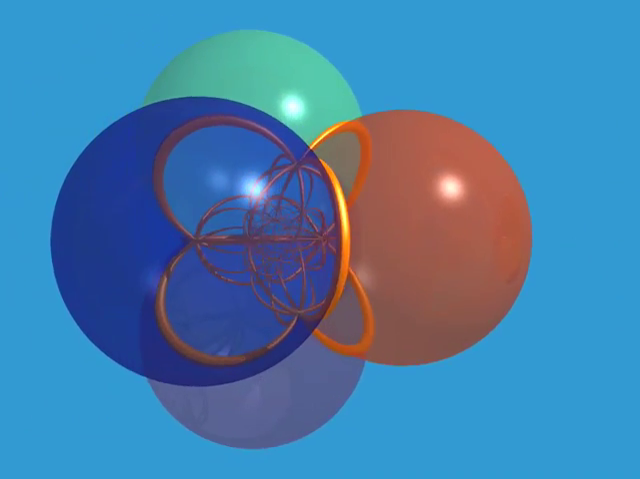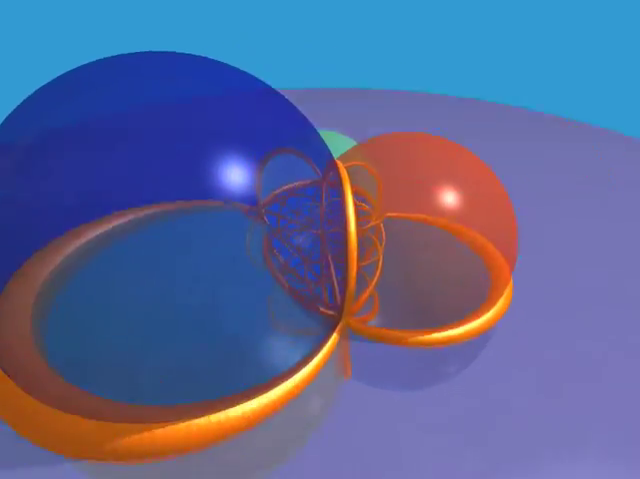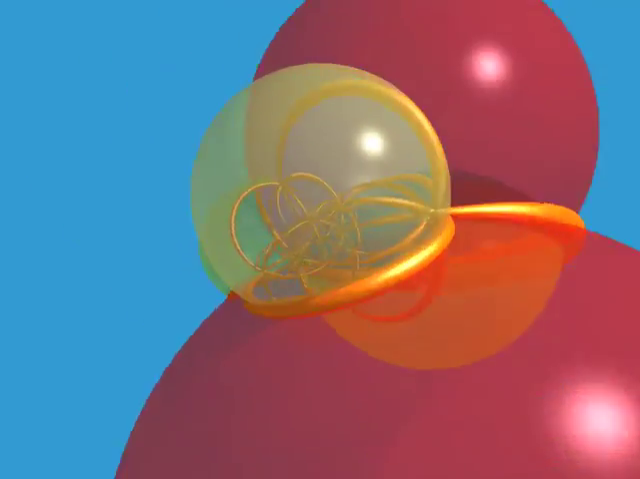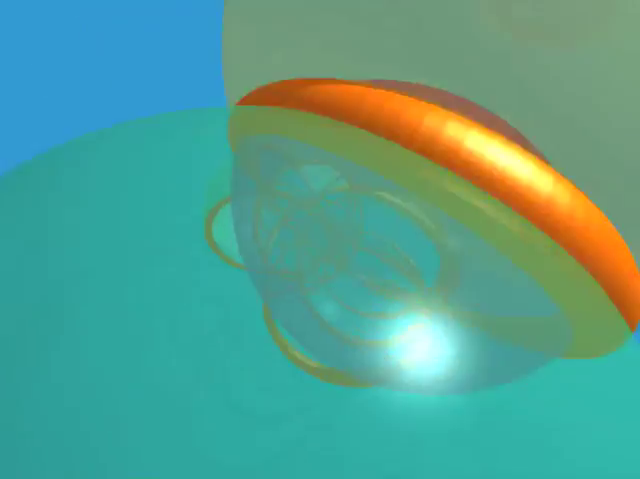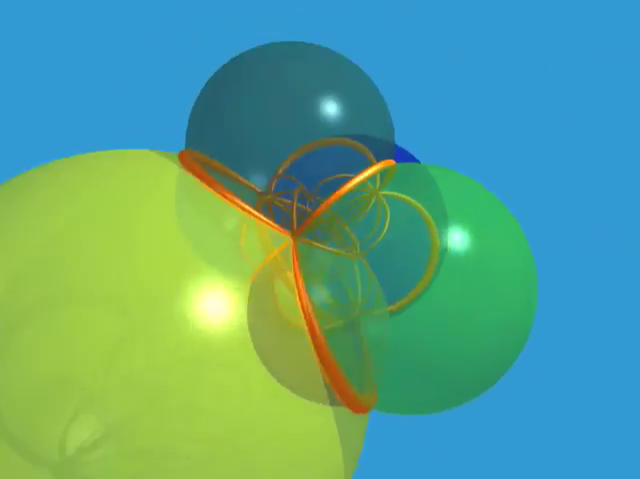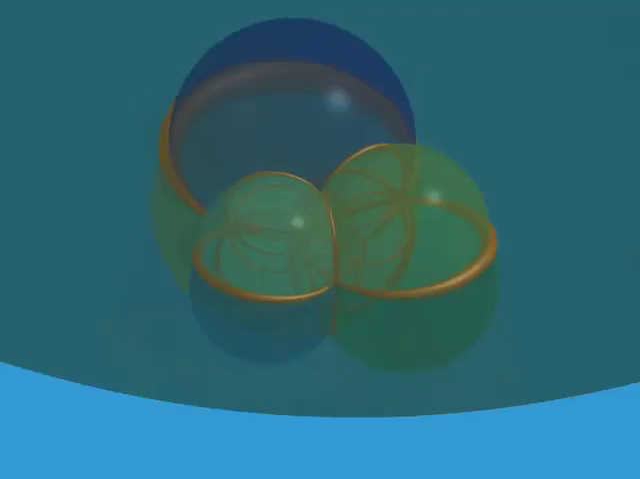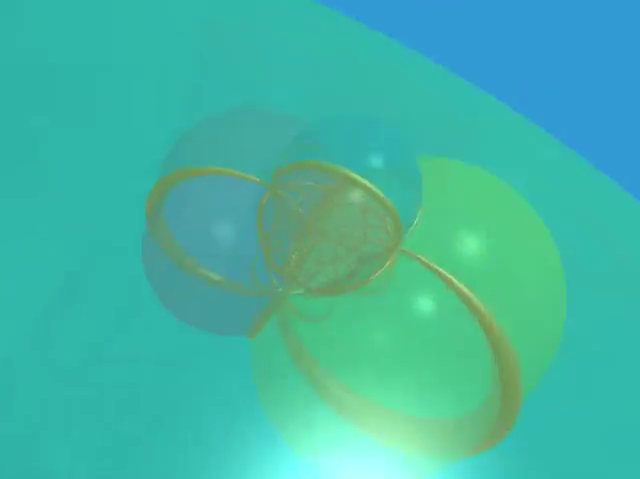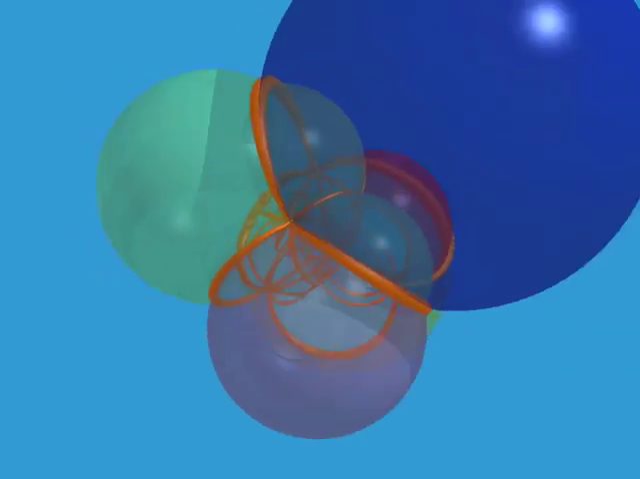Let's finish with the 600 cell, with its 600 three-dimensional tetrahedral faces, its 1200 triangular faces, its 720 edges, and its 120 vertices. Trust me, there are 14,400 symmetries of 4-space which preserve this object.